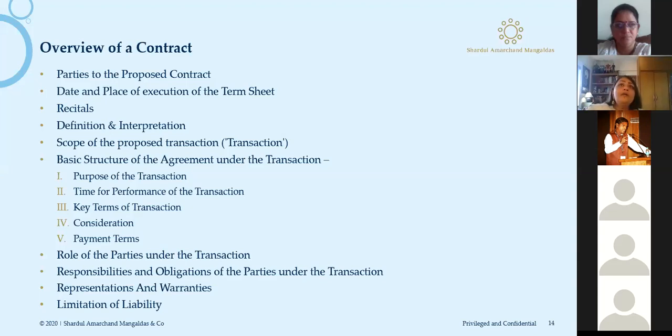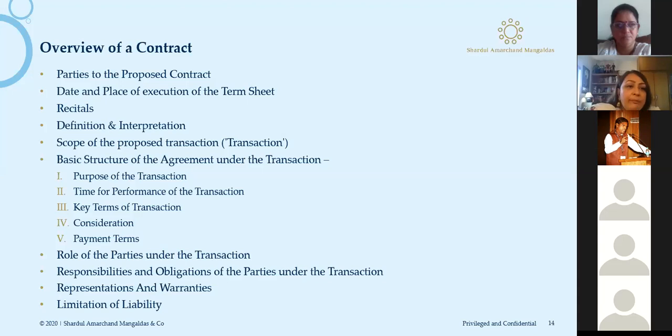I want the other party to at least give me a letter saying that I have an NOC, I have no objection to you doing it. Or better still, come in as a confirming party to this particular document so that there is no problem. So you may choose who the parties to the agreement will be.